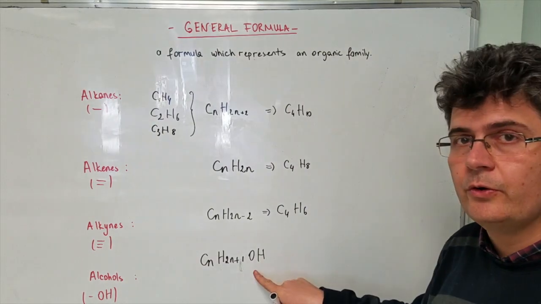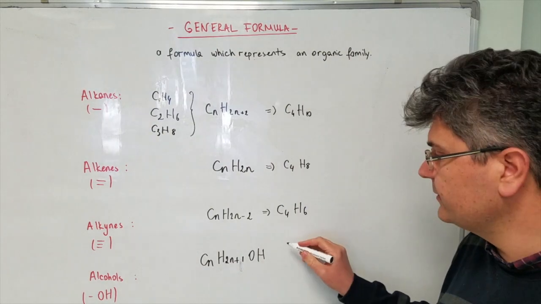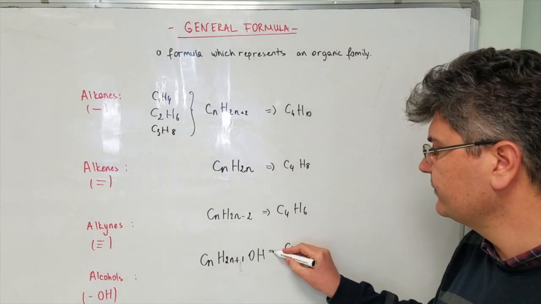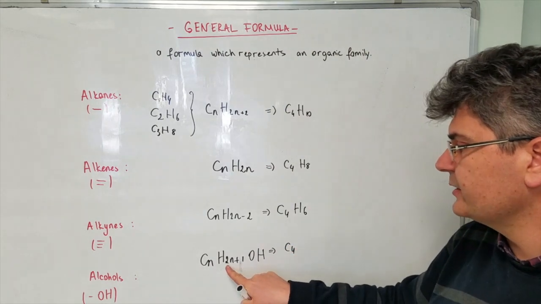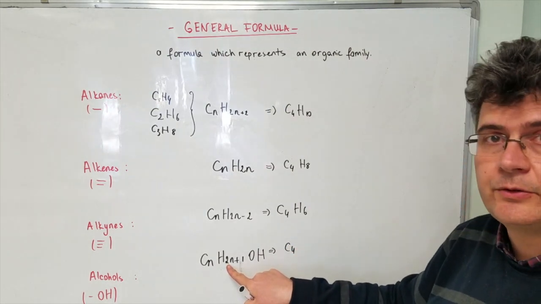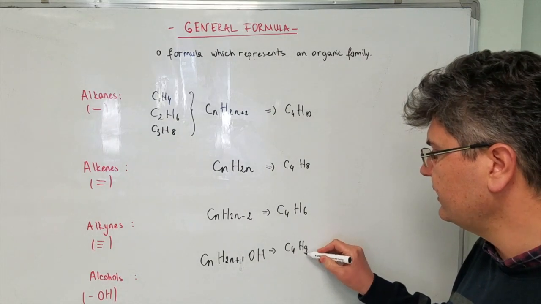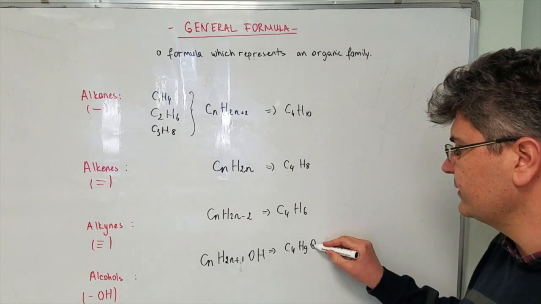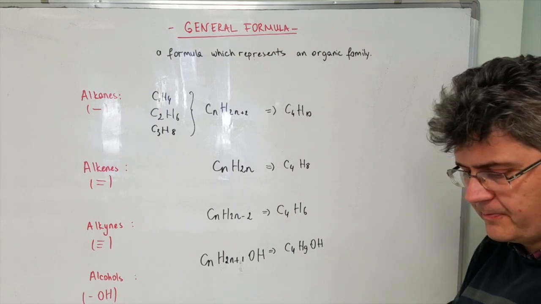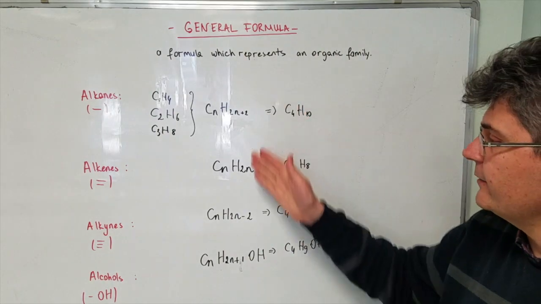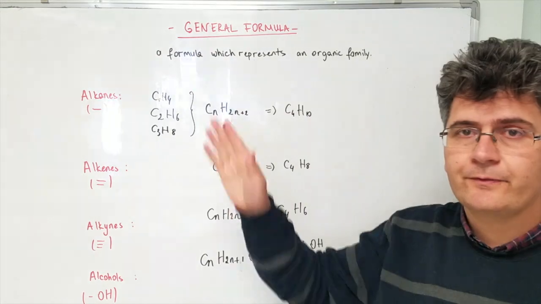And alcohol with 4 carbon atoms is C4. Number of hydrogens will be 2n, 2 times 4, 8 plus 1 is going to be 9, H9, and I'll add an OH group here, OH. So here we have the general formulas of 4 different families.